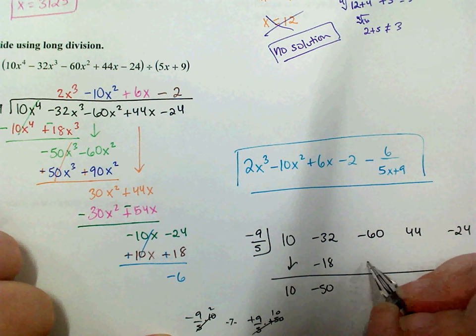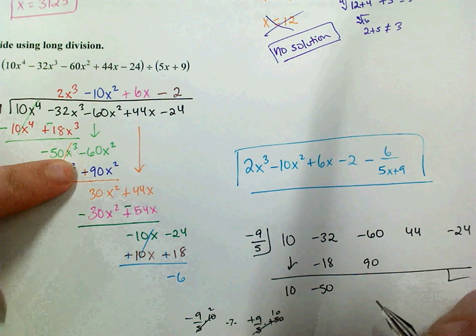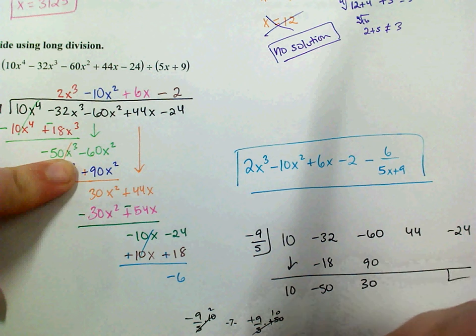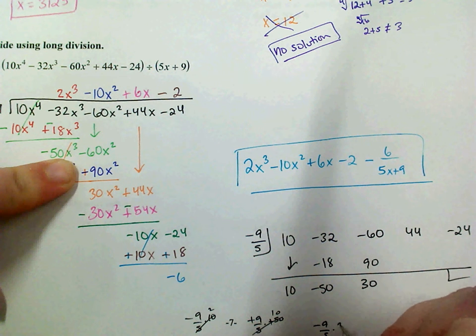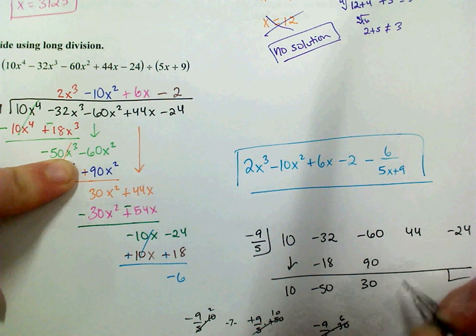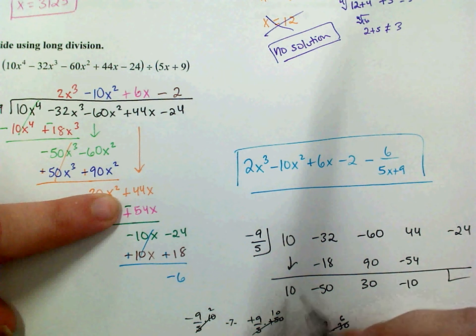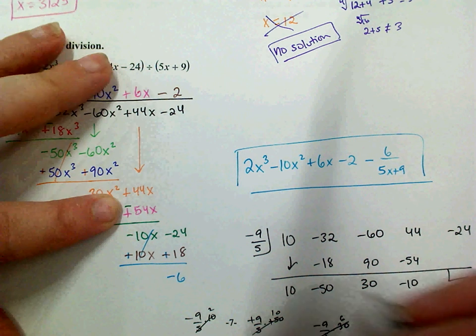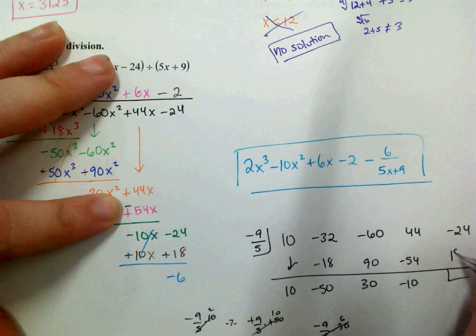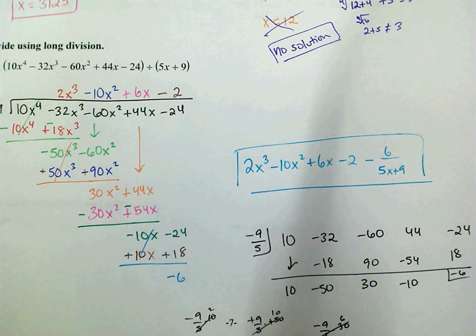So again, negative 60 plus 90. That's 30. Negative 9 divided by 5 times 30. 30 divided by 5 is 6, and that is a negative 54. Negative 10, and when you multiply negative 10 by negative 9 over 5, you get positive 18. So that is a negative 6, and there you go. Alright, that is the end of page 7.